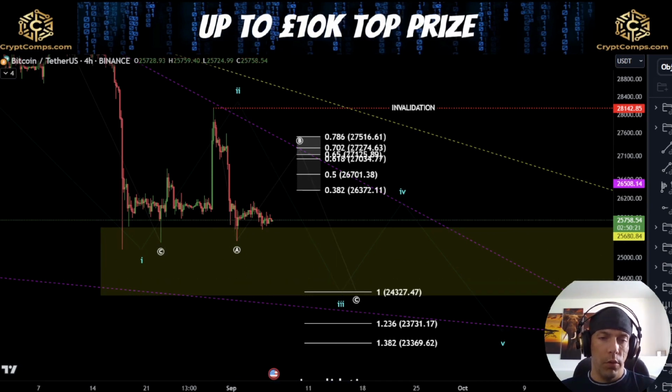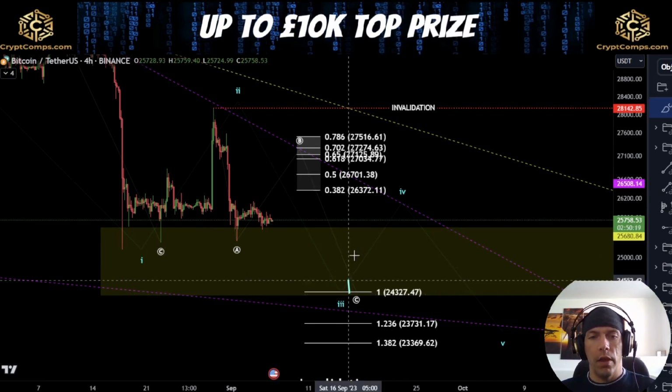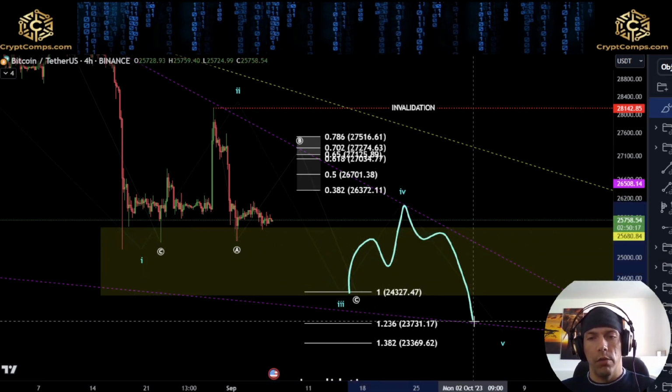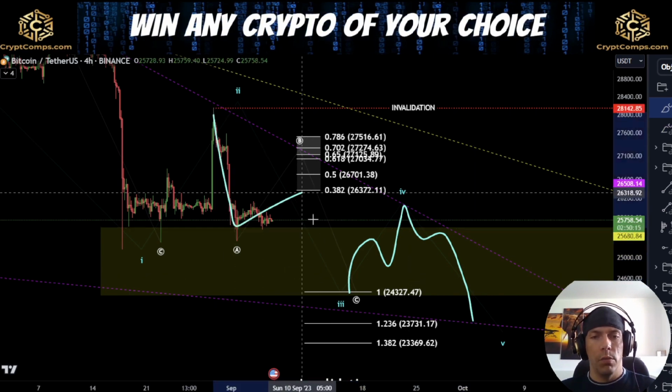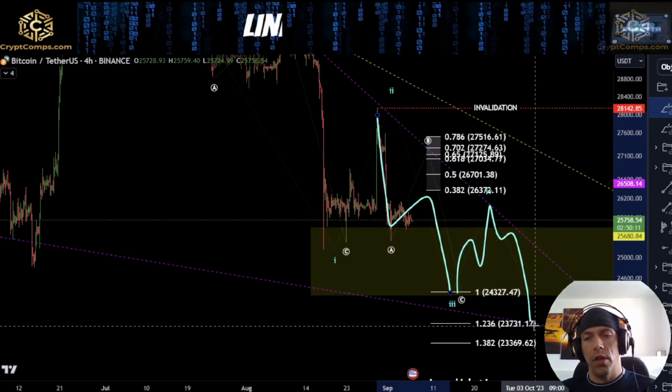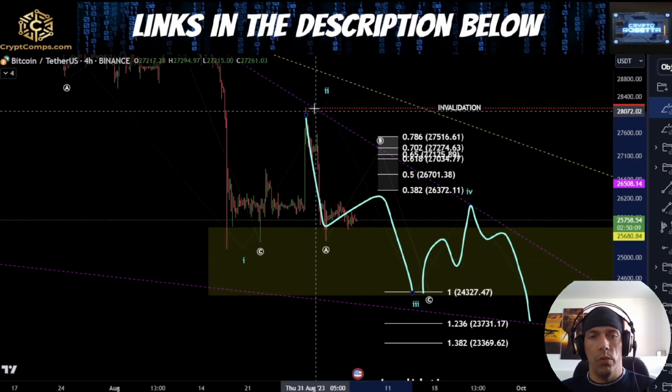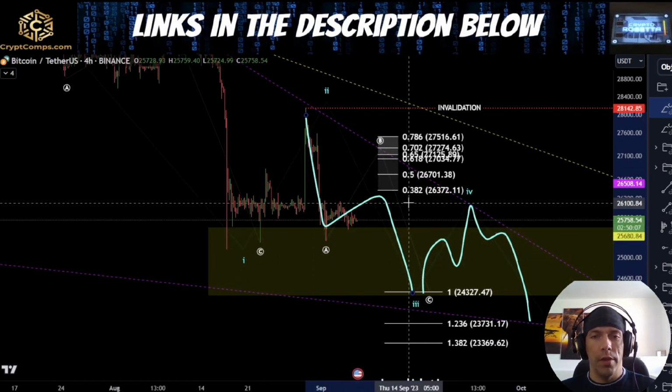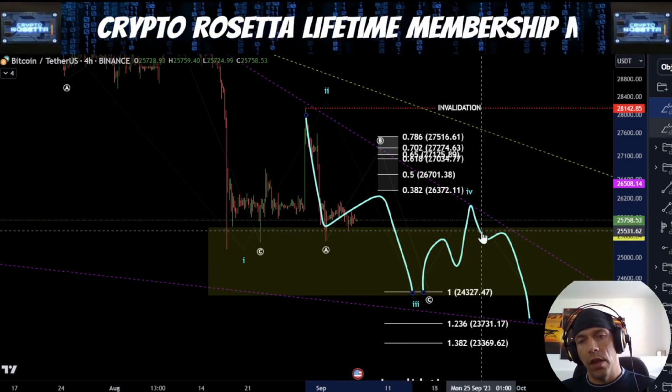But what we would be looking for then is the potential of actually having 3 waves up and then another 3 waves to the downside. So this would be looking to form a diagonal pattern to complete this C wave to the downside, which would explain why the move is getting a bit choppy and not really doing anything at the moment. We'll have to keep an eye on it and see how it plays out.